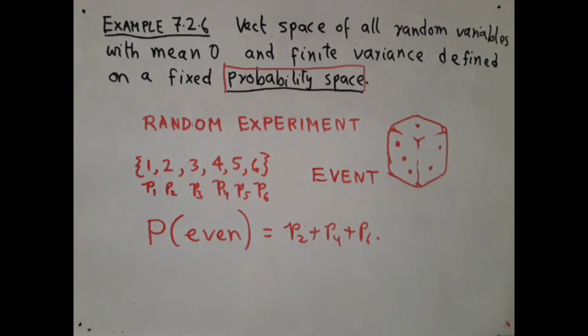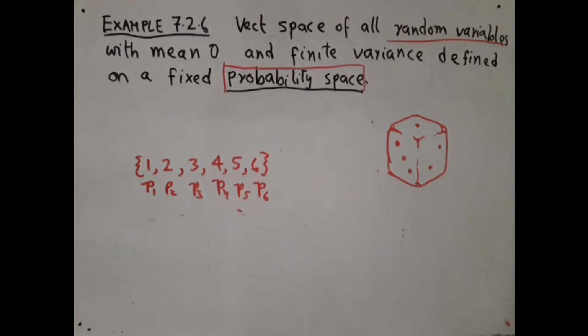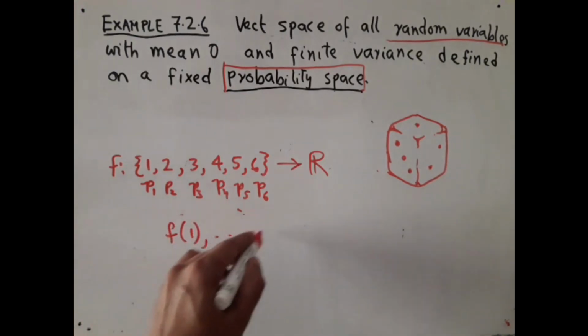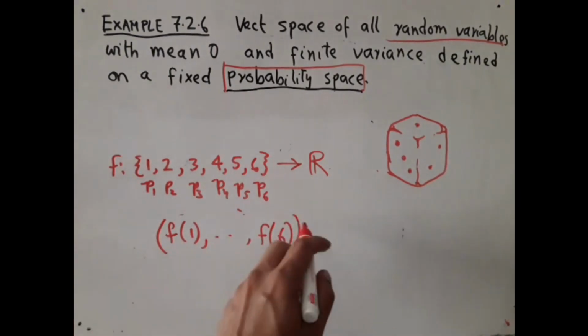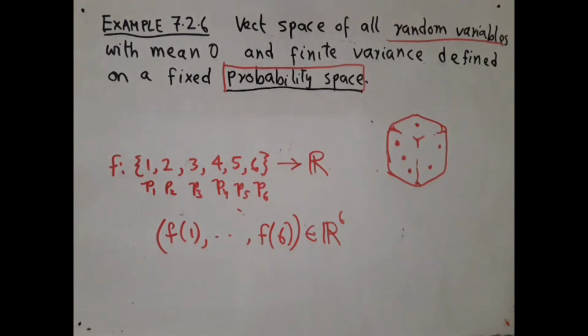Now the second concept is the concept of a random variable. A random variable is just a function defined on the probability space, this set. So in our example, any random variable is basically a function like this. Now any such function can be identified completely by these 6 numbers f1 to f6. So I can consider a function as a 6-tuple, and as a result the set of all my random variables in this example is nothing but R^6, which is a vector space.